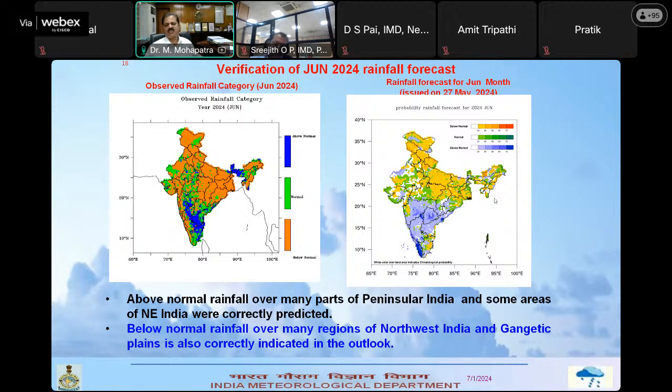If I compare with the forecast, the right-hand side is the forecast we issued, you will find that both the diagrams are almost similar. That means the South India normal to above-normal rainfall activity could be predicted well. Northern India and Eastern India below normal rainfall activity also could be predicted well, but only if you look at certain parts of the northeastern states, there you can say some kind of mismatch is there. But otherwise, almost 80 to 90% correlation is there between the forecast rainfall category and the actual rainfall category in the month of June.